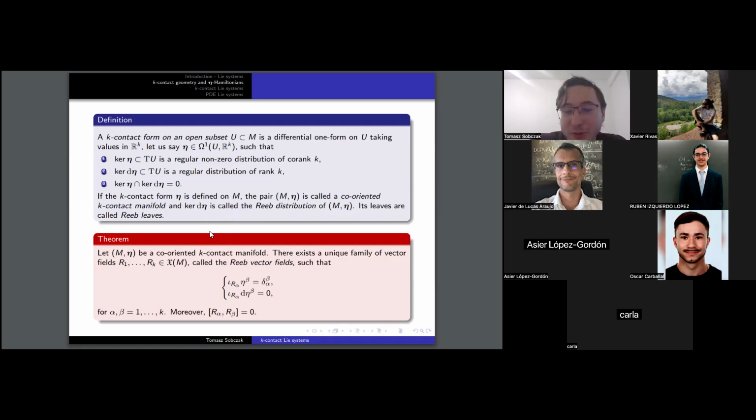To do so, I will introduce what it means to be a k-contact distribution. And importantly, I want to do so without referring to any specific k-contact form. I mean, I want to know what the k-contact distribution is without referring to it being, for example, the kernel of the k-contact form.